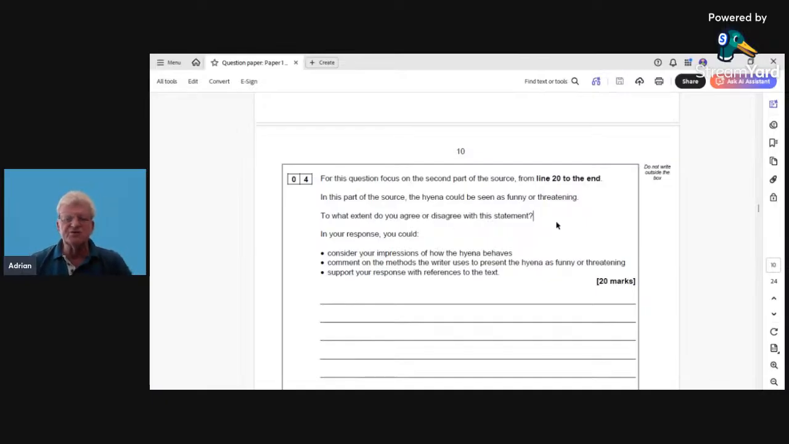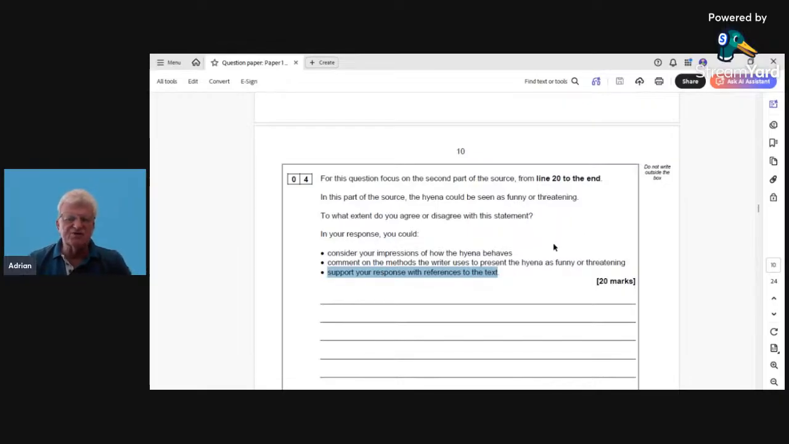Now, this comes into a level of persuasive writing, but it always has to be backed up with support for your responses. And it says, consider your impressions of how the hyena behaves. Again, considering your impressions is basically what we, as the reader, feel about it. And don't forget, you are the reader. This is all about how well you have read the source. If we read it well and understand it, and immerse ourselves in the story, we will be able to answer the question.